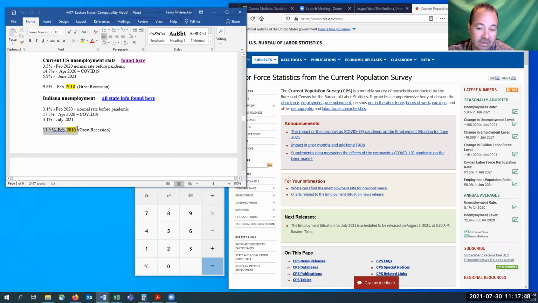And back in 2010 with the Great Recession, it didn't get as high as COVID, but again, it was a lot longer lasting. This was a quick spike. So I thought those were kind of interesting numbers.